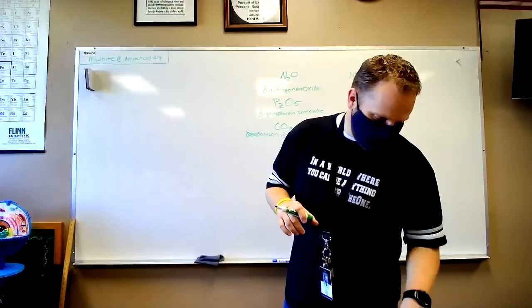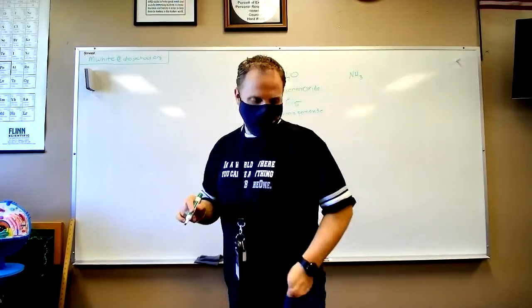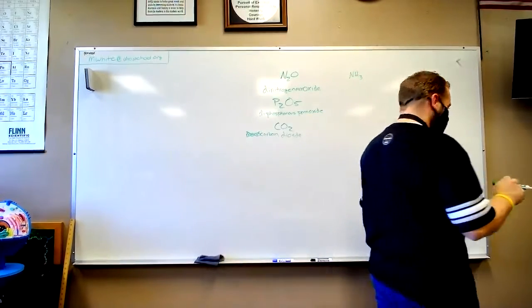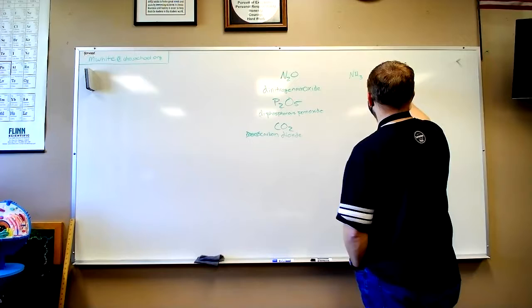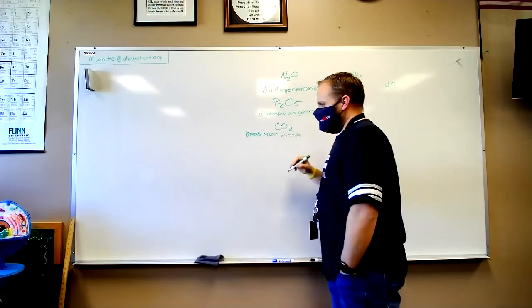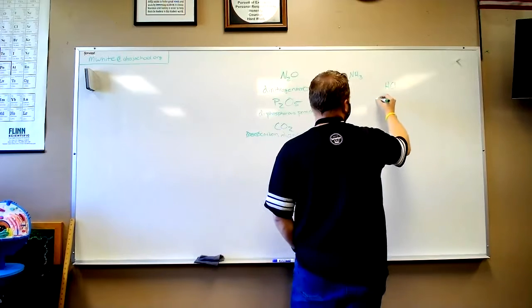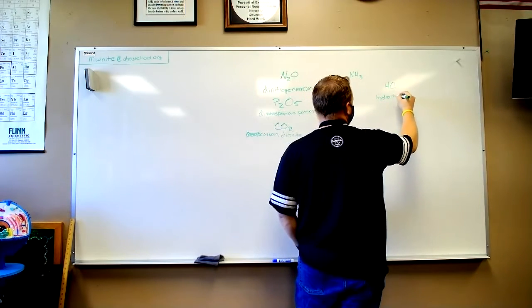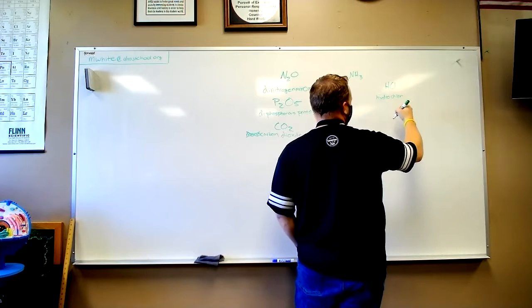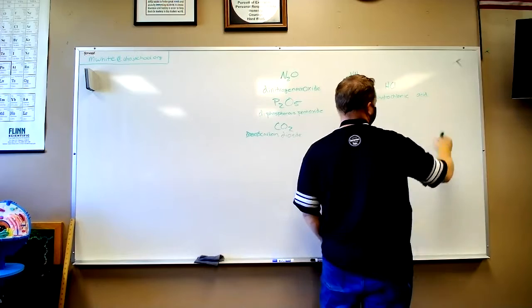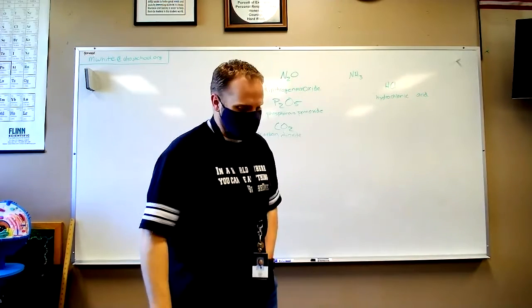For acids, there are some specific rules. For binary acids, that means you have hydrogen and something else, like chlorine. The way we name that, we start with hydro for hydrogen. We add the root of the other one. We add an IC, and then acid. Okay, hydrochloric acid.